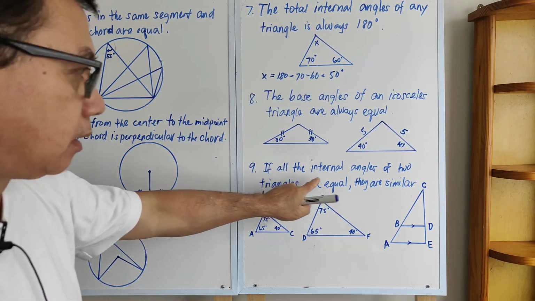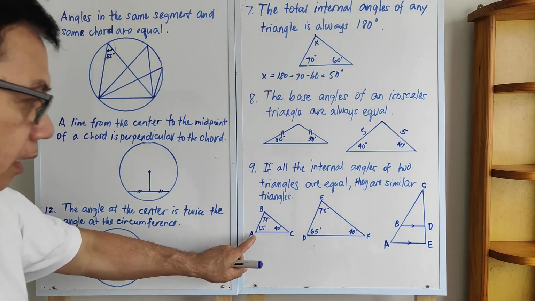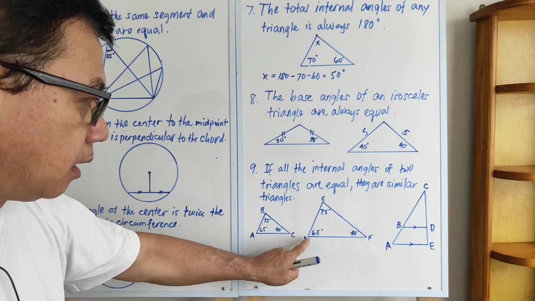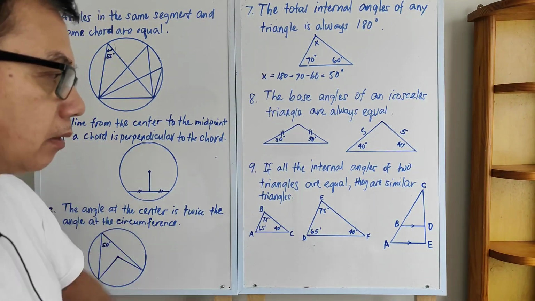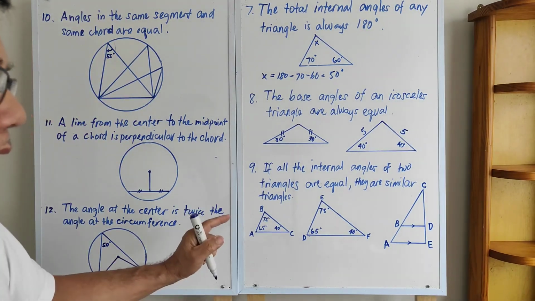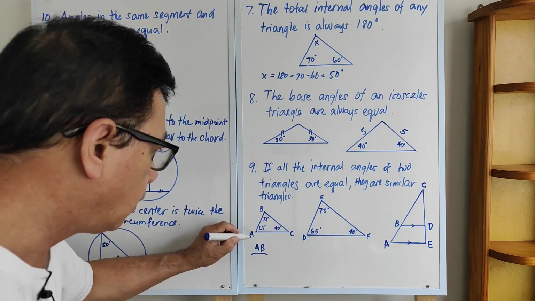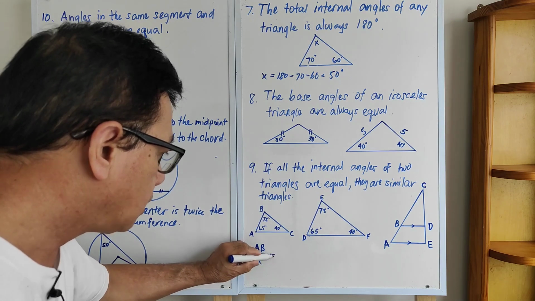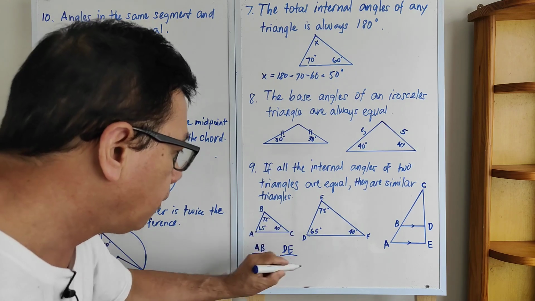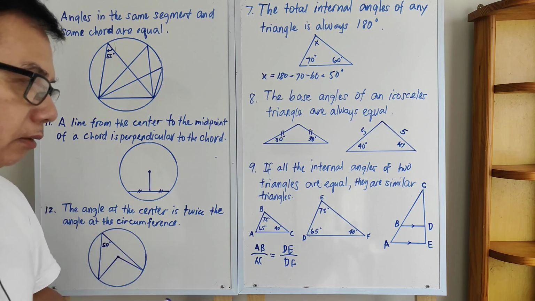Number 5, if all the internal angles of two triangles are equal, they are similar triangles. For example, triangle ABC has internal angles the same as triangle DEF. They are similar triangles. So what we can deduce from that is they have the same ratio. For example, line AB over line AC is equal to line DE over line DF. You can compute for the lengths using the ratios.